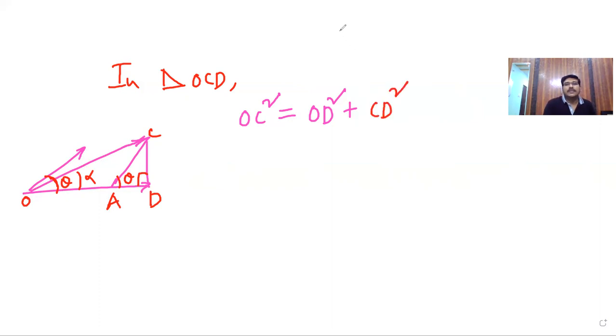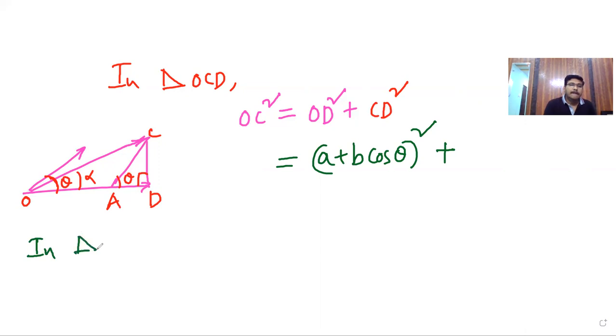Clear? CD square. What is OD? OD, we have just calculated, is A plus B cos theta, plus CD. What is CD? Observe CD in this right angle triangle. If I take triangle CAD, sin theta is the opposite side CD by the hypotenuse AC.